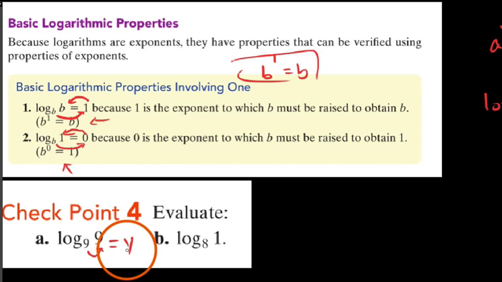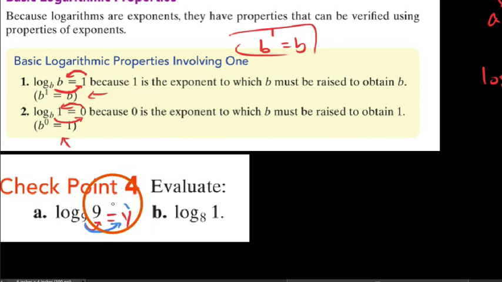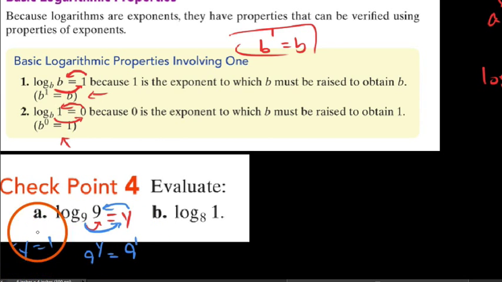If I can at least write it this way, let's rewrite this into exponential form. We'd say, okay, so here we go, around the bend. We say 9 to the power of y equals 9. And so we got 9 to the y equals 9 to the 1. I'm supposing that y probably equals 1 here.